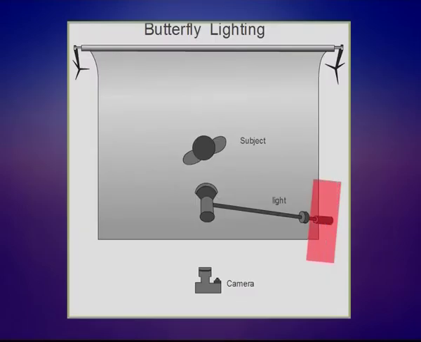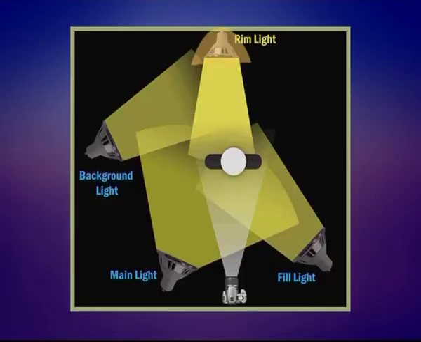Butterfly lighting uses only two lights. The key light is placed directly in front of the subject, often above the camera or slightly to one side, and a bit higher than is common for a three-point lighting plan. The second light is a rim light. Often a reflector is placed below the subject's face to provide fill light and soften shadows.